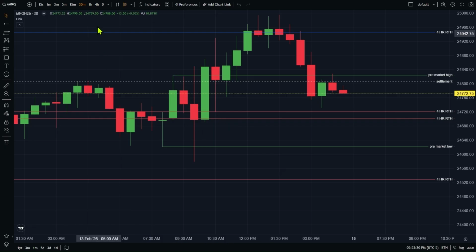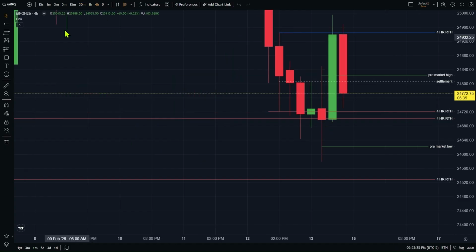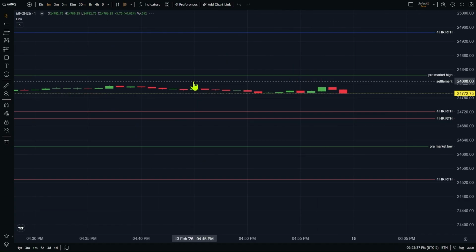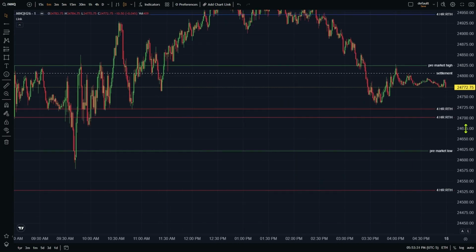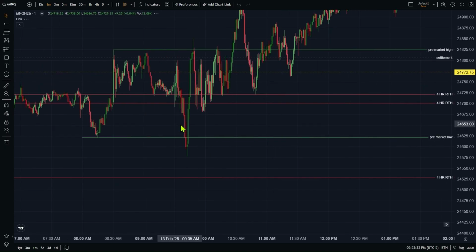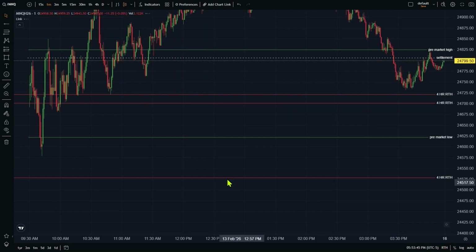How do you use those levels? Once they're on there, you can go back to your 1 minute, 5 minute, whatever you want to use. But essentially, when we open, you're looking for one of these to get taken, and then it goes to the other. It can go up first and down here, or it can go down first and up there. Either way, you're looking for one of those to get taken and then run towards the other one.